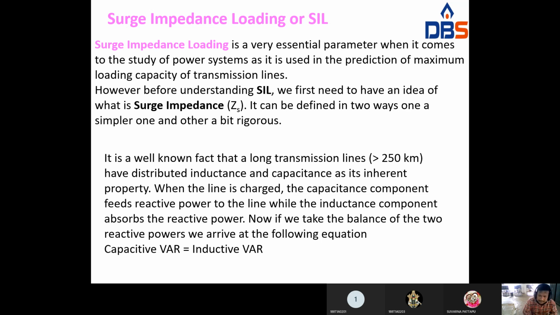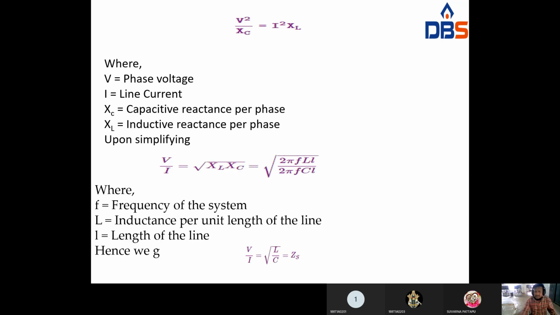Because of long lines and medium lines, the capacitance effect is considered. That means the capacitive current or charging current may be affected. Now take the balance of the two reactive powers, capacitive reactive power and inductive reactive power. Capacitive reactive power is equal to inductive reactive power: V square by Xc is equal to I square XL, where V is the phase voltage, I is the line current, Xc is the capacitive reactance per phase, and XL is the inductive reactance per phase.